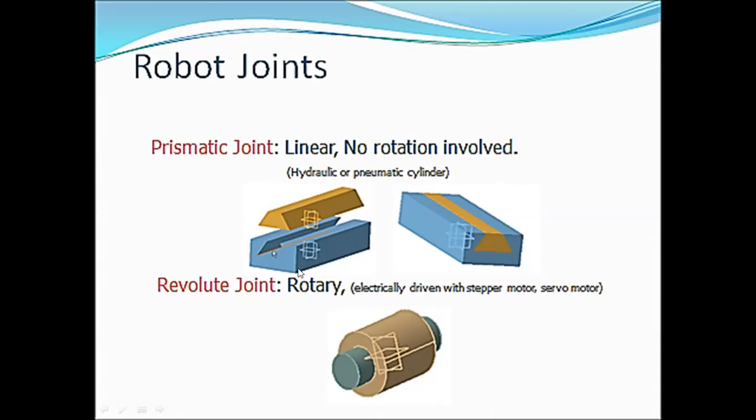So we have to control the movement of the two relatively moving bodies, so this can be considered as a prismatic joint. It has only a sliding action. There is no rotation in the movement. Next is the revolute joint. It's a type of rotary joint.